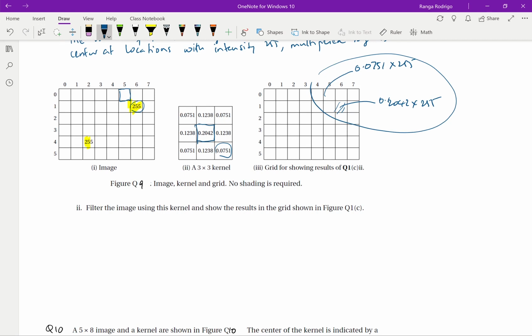You compute these numbers and put them there. So as a result you will get values only for these locations. Due to this 255 over here you get these numbers. Due to this 255 over here you get these numbers. All others remain to be 0. So I will not do this computation, it's quite easy.